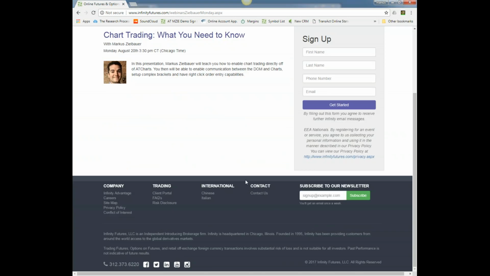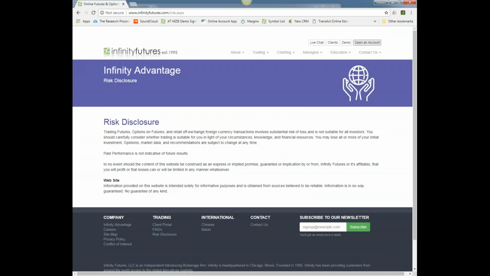As I'm sure you guys have seen a bunch, it is a risk disclosure statement. Trading futures, options on futures, and retail off-exchange foreign currency transactions involve substantial risk of loss and is not suitable for all investors. You should carefully consider whether trading is suitable for you in light of your circumstances, knowledge, and financial resources. You may lose all or more of your initial investment. Opinions, market data, and recommendations are subject to change at any time. Past performance is not indicative of future results.